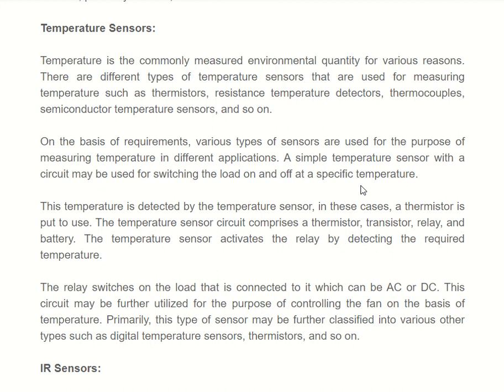Now this relay switch I just told you about switches on the load that is connected to it with AC or DC supply, either of them. And this circuit may be further utilized for the purpose of controlling a fan on the basis of the temperature. And primarily this type of sensor may be further classified into different types, like temperature sensors, and then you classify them into thermistors, thermocouples, thermometers, RTDs, semiconductor temperature sensors, and so on.